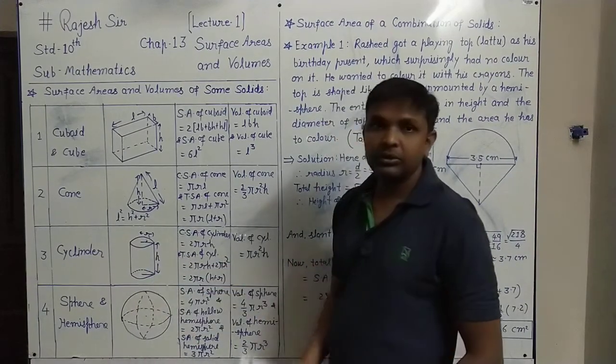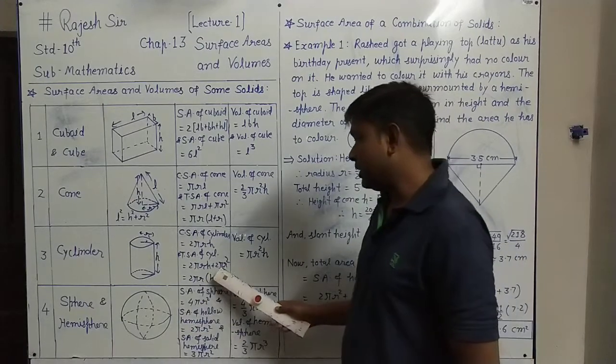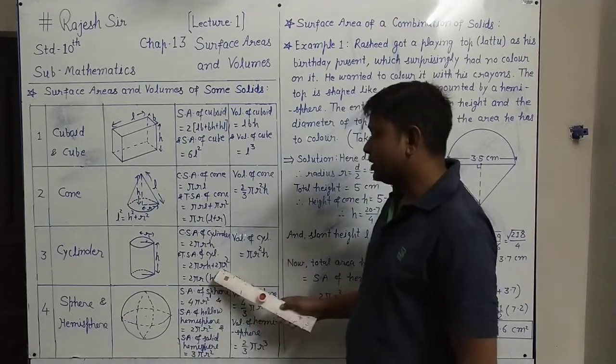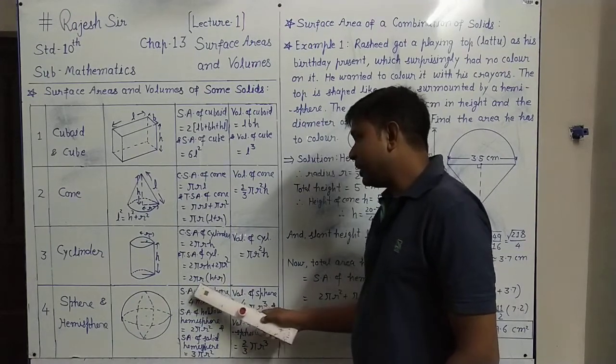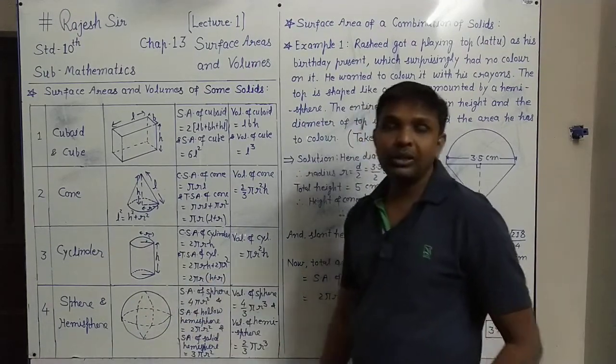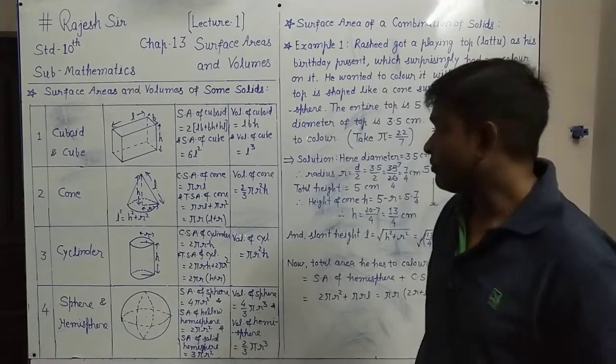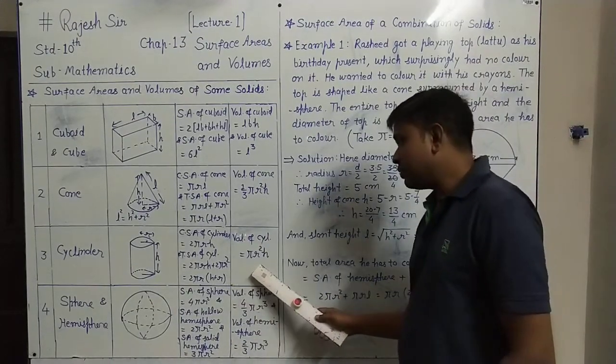So the total surface area is 2 pi r H plus 2 pi r square: pi r square above the cylinder and pi r square below. Two circles' area is 2 pi r square. From both, 2 pi r is common, H is remaining plus r is remaining. So 2 pi r (H + r) is the total surface area of the cylinder. And the volume of a cylinder is pi r square H.